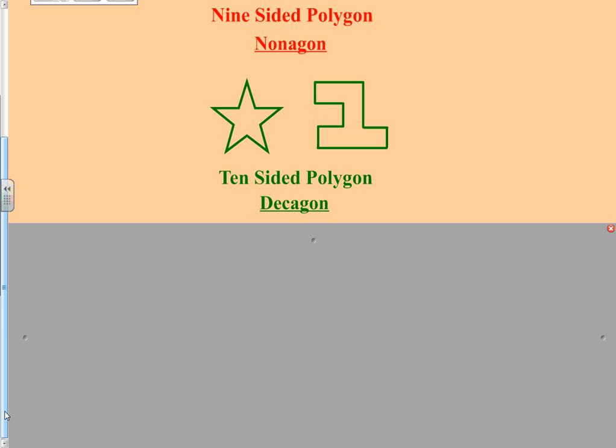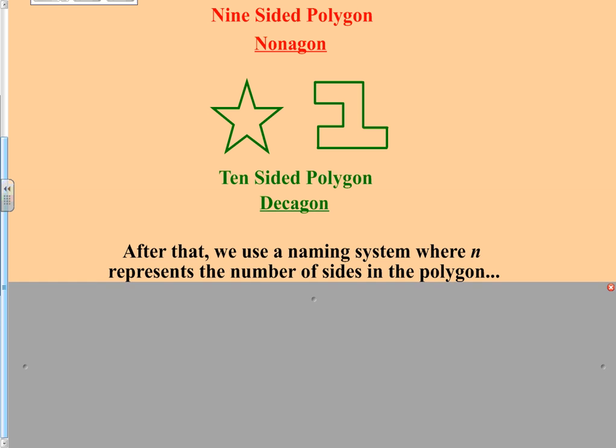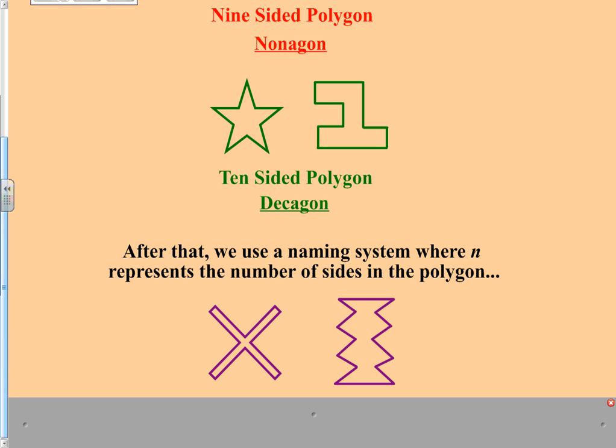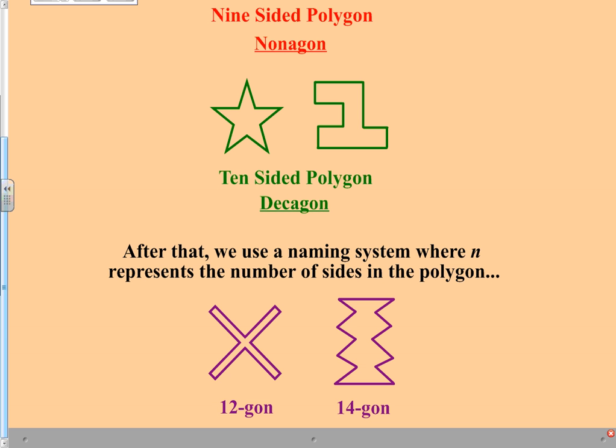Decagon is 10 sides. Now, after that, we actually don't have many specific names that occur, but there is a naming system that comes along after decagon. So we're going to have to know triangle through decagon. We'll have to know them and be able to call them by their names. But after you get past a 10-sided polygon, if n represents the number of sides in a polygon, then what we do is we count the number of sides in the polygon, whatever it may be, and we use the numerical number of sides and then attach gon to that.